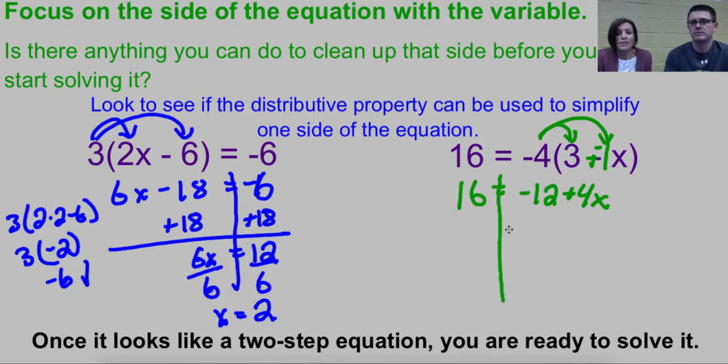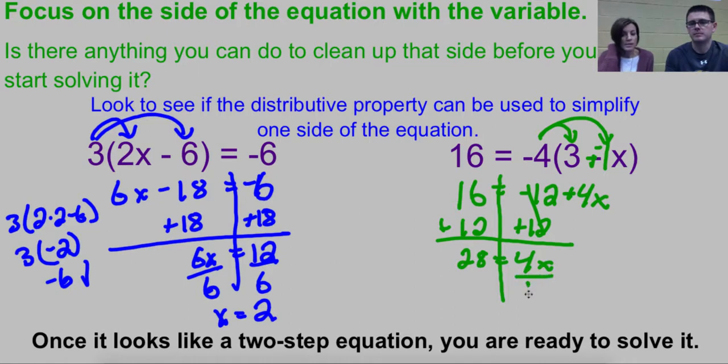So the opposite of a negative 12 is adding 12 to both sides. We're going to go ahead and simplify that out. 16 plus 12 is 28. Negative 12 plus positive 12 cancels out, giving us a 4x on the right-hand side. 4 times x undoes itself by dividing both sides by 4. It's interesting phrasing there. Yeah, x is equal to 7.